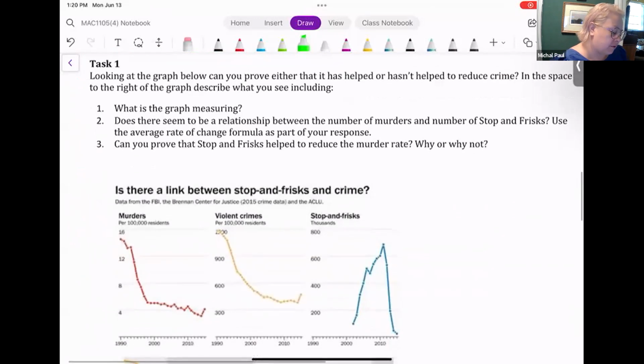We're going to try to prove using the difference quotient, or the average rate of change, whether or not the stop and frisk was responsible for reducing the crime rate.